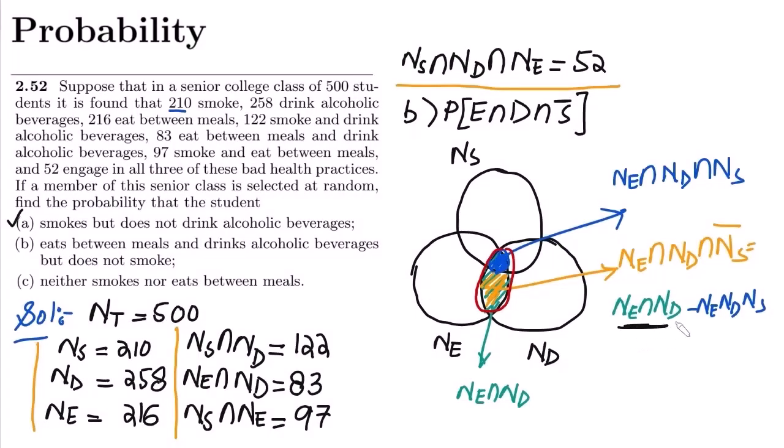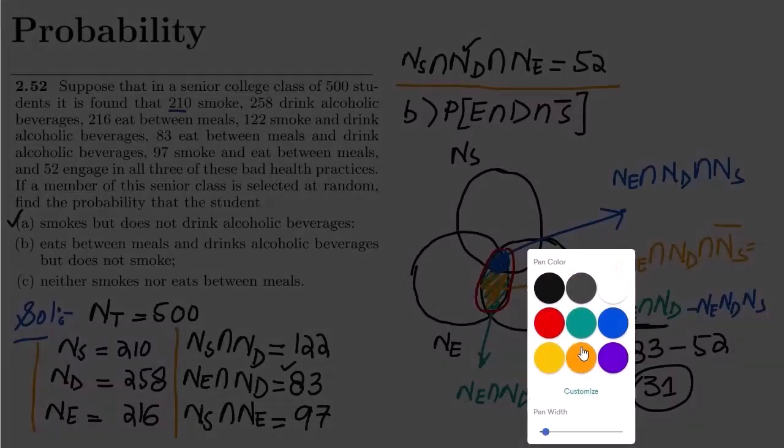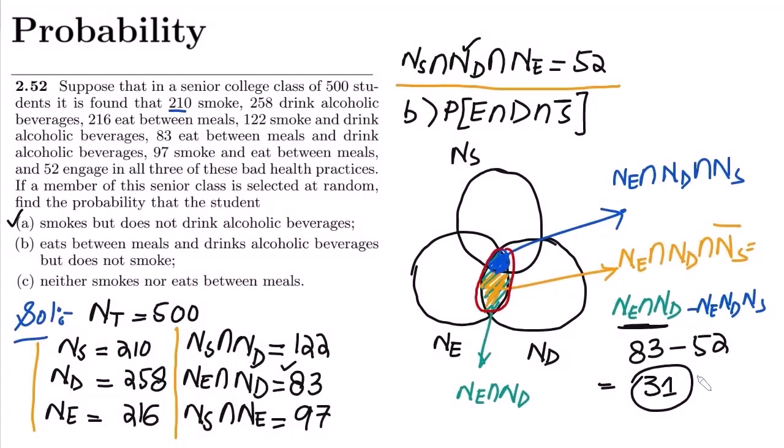Do I know the value of NE and ND? Yes, I know the value, and that is 83. So the 83 is given here. Do I know the value of NE, ND and NS? Yes, it is already given here, and that is 52. So subtracting them, what will I get? I will get 31. So the number of students here is 31, which is represented by this yellow color.